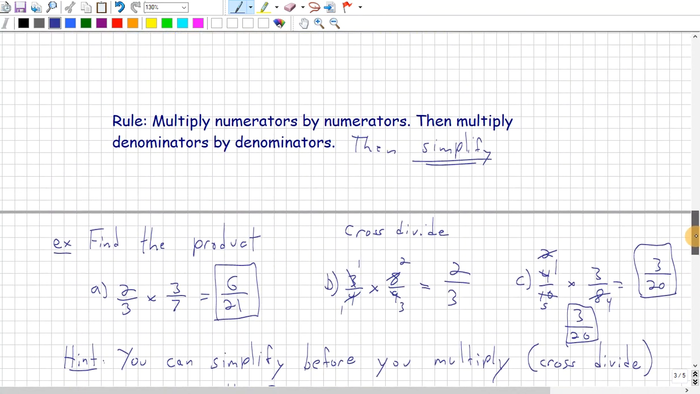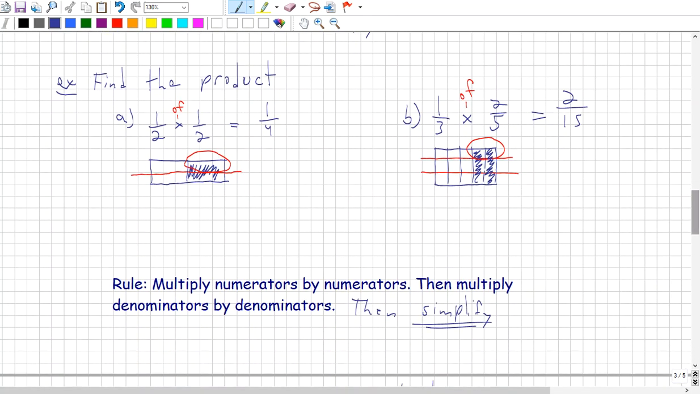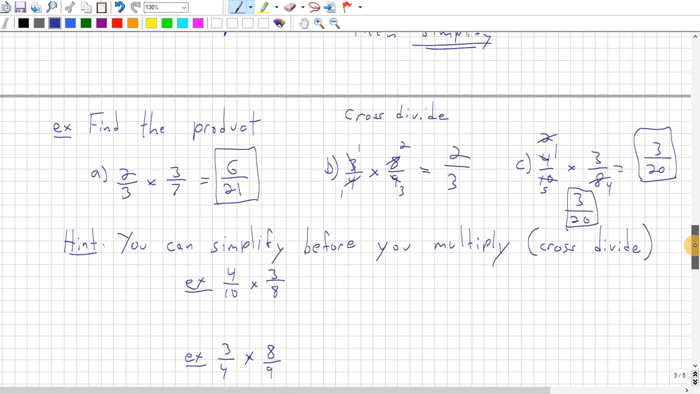So again, multiply straight across. Multiplication is related to diagrams. Always multiply numerators by numerators, denominators by denominators. You do not need a common denominator at all for multiplying and dividing. It makes it much, much simpler. And always, always, always try to simplify your final answer if you can.